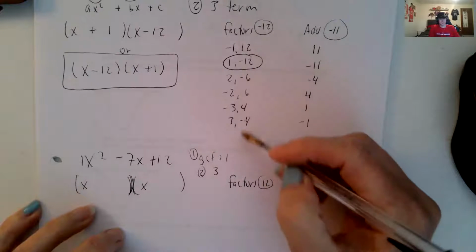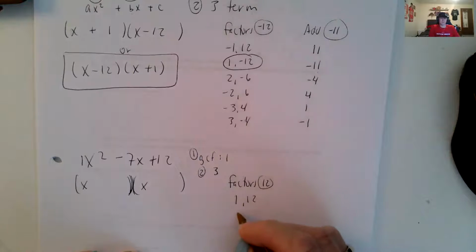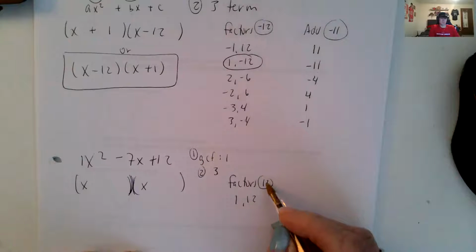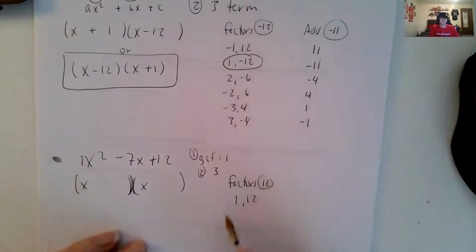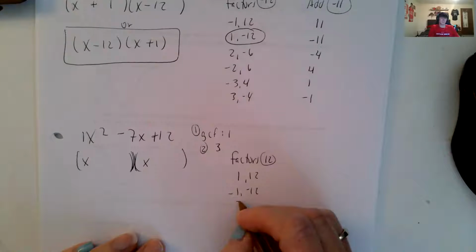So it's going to be a similar list to what I had up here, right? 1 and 12. But to make a positive 12, I could have 2 negatives, right? My numbers could both be positive or both be negative. So that changes it up slightly.